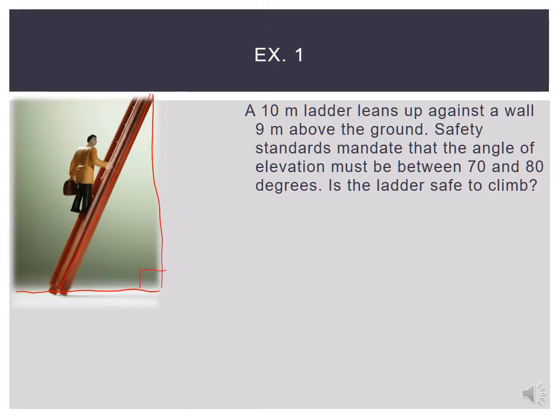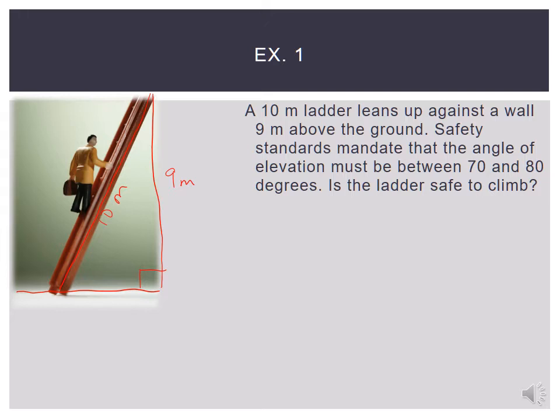Now if we read the question kind of one part at a time, a 10-meter ladder. So my ladder right here, the length of my ladder is 10 meters. It says it leans up against a wall 9 meters above the ground. So if my ground is on the bottom, it's 9 meters above the ground. That means right here, this length straight up and down is 9 meters.